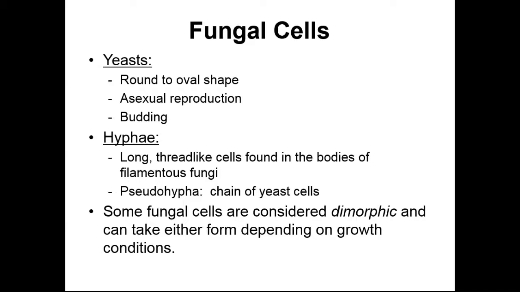Yeast are typically going to be single cellular or unicellular organisms that have an ovoid or round shape. They typically will go through asexual reproduction through a process known as budding, which is similar but distinct from binary fission, which bacteria use for reproduction.